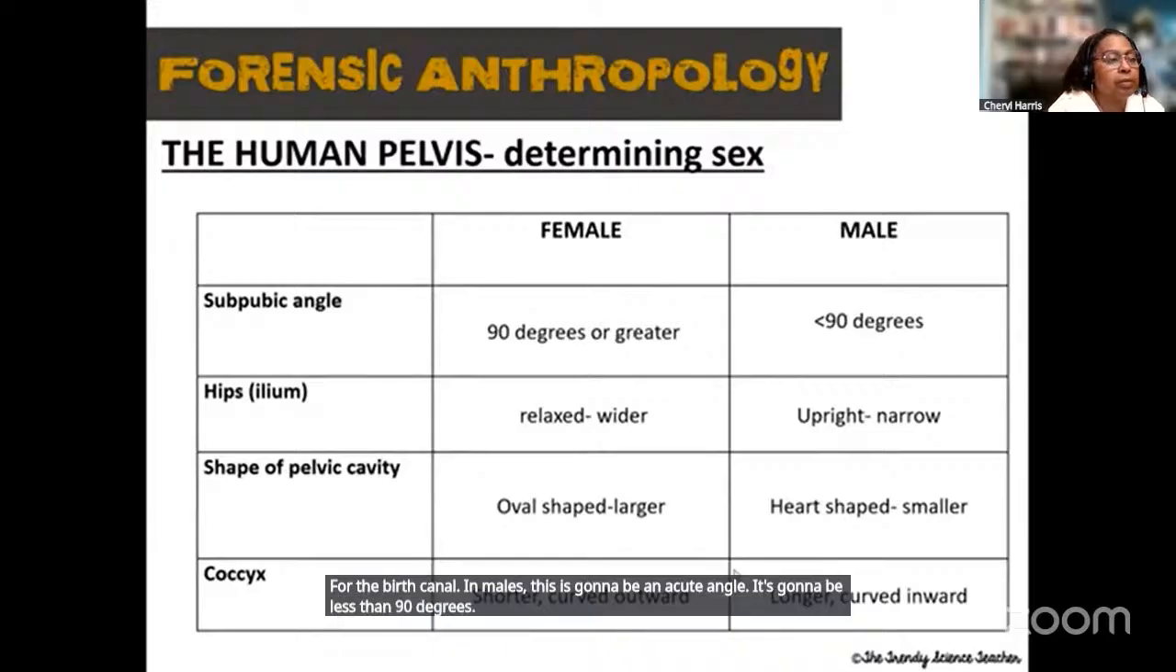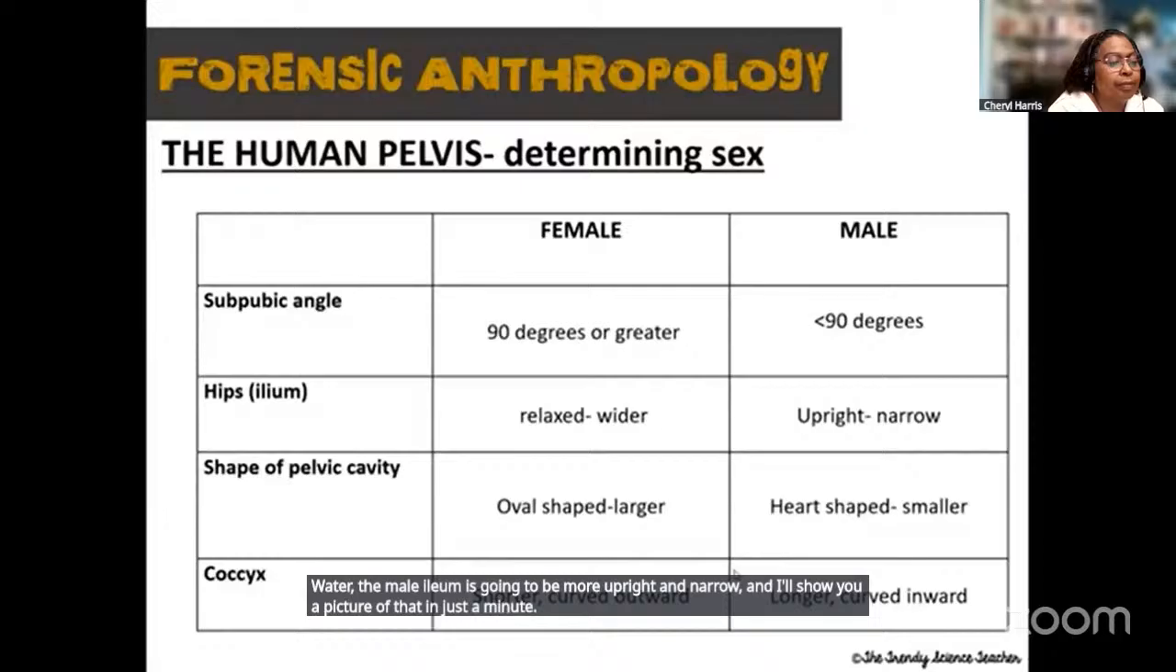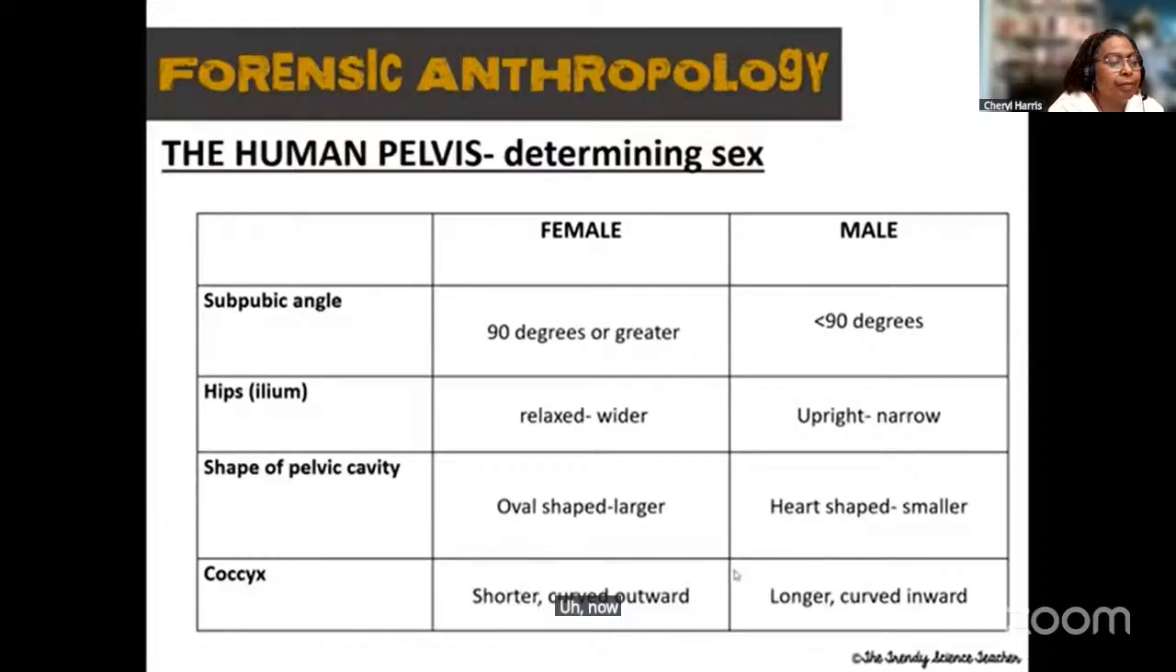Then we have the hips, or what we call the ilium. For females, it's going to be more relaxed, wider. The male ilium is going to be more upright and narrow, and I'll show you a picture of that in just a minute. Now, as far as the pelvic cavity, for a female, it's going to be more oval shaped.